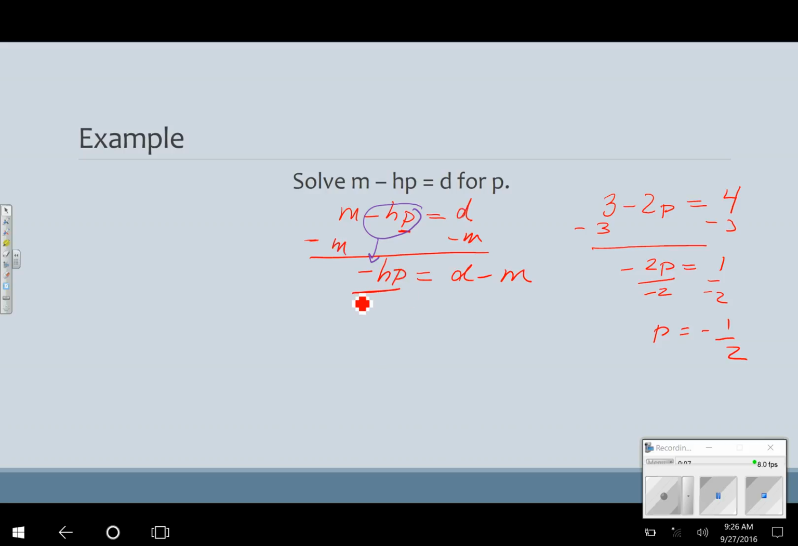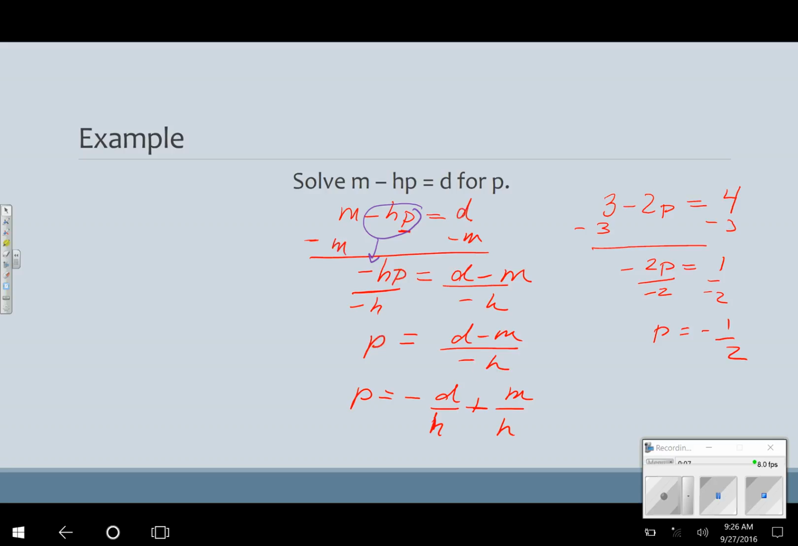All I have to do over here is divide by negative h. So p is, we can do d minus m over negative h, okay? Or we could split it, and we could do p equals negative d over h. Negative and negative, when we divide, becomes a positive, m over h. Either of those are fine.